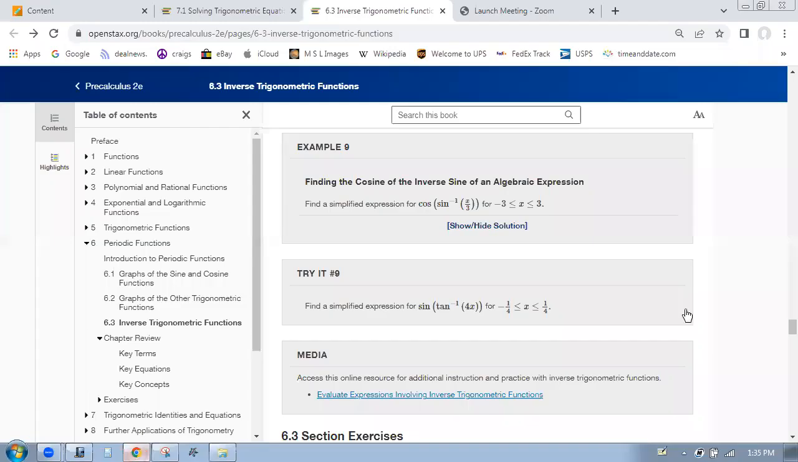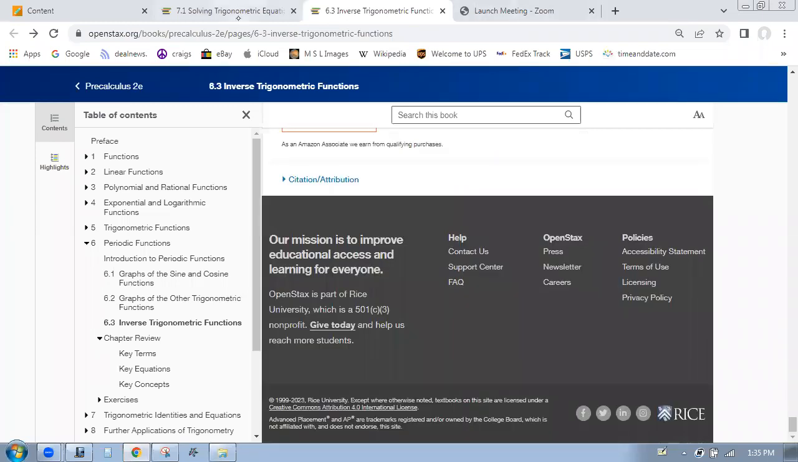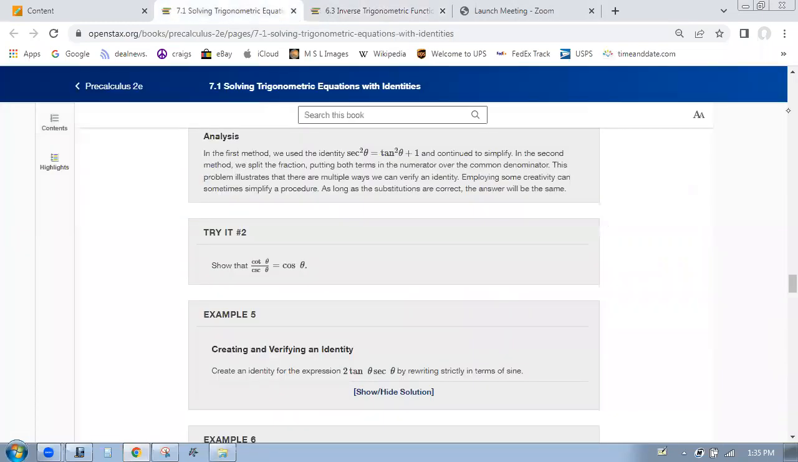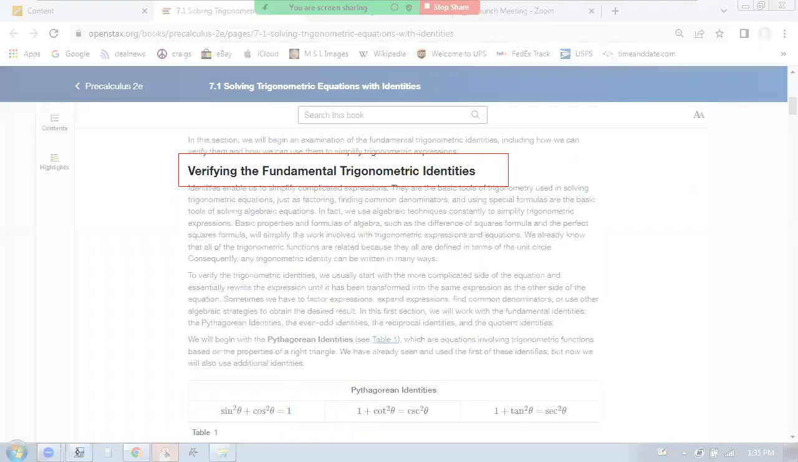Okay, that's it for this section. And now we are moving on to 7.1, which is a lot of fun. Fundamental identities. Boom.